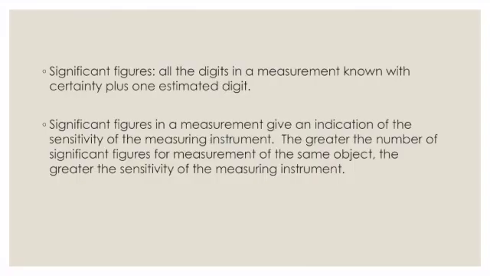Now, what does significant figure mean? It means that all the digits in a measurement are known with certainty plus one estimated digit. So what do I mean by that? For example, if I have the measurement 14.7 centimeters, that means that in this number, the 1 and the 4 are known with certainty, and the 7 is an uncertain digit, or an estimated digit.